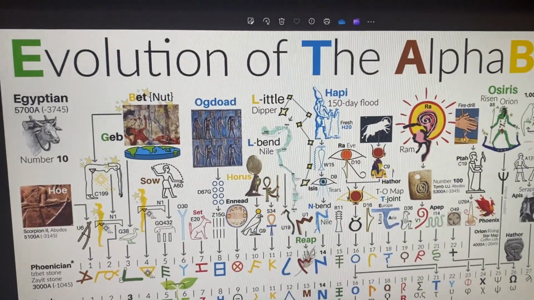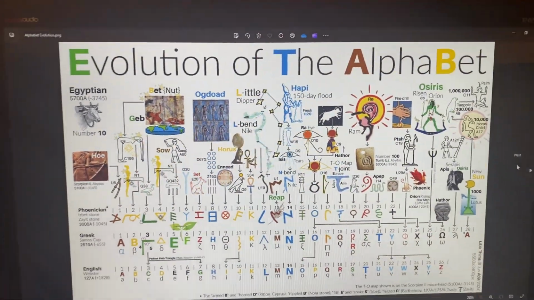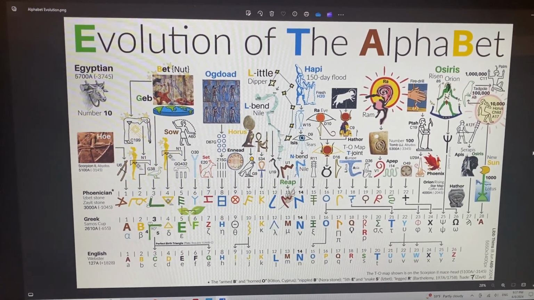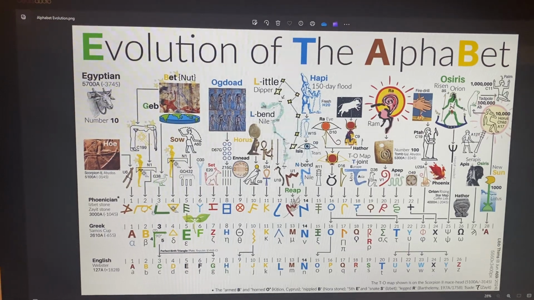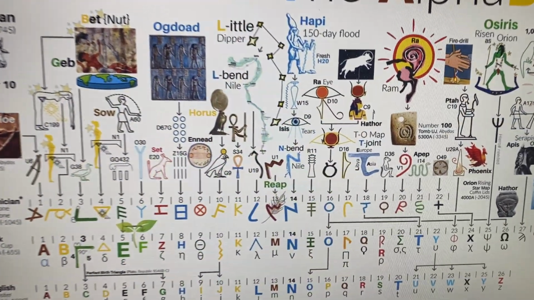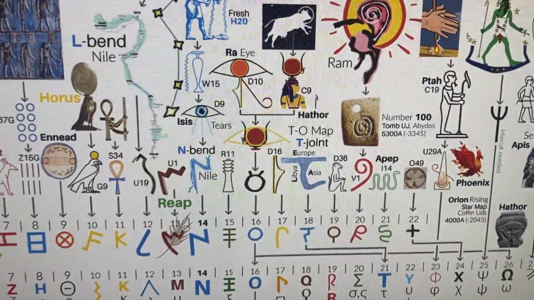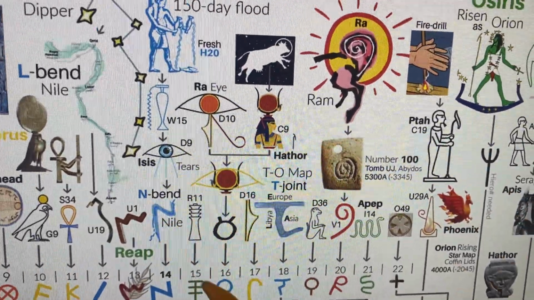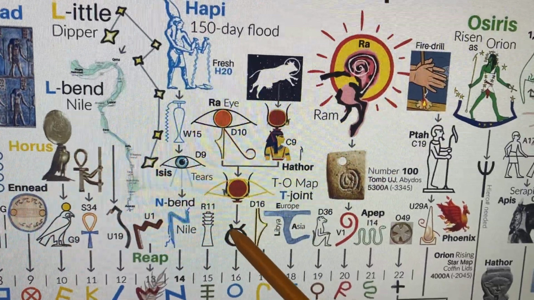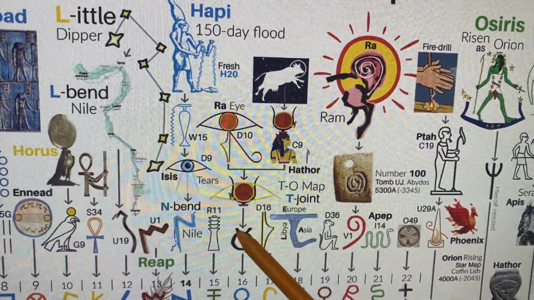So today I made the newly updated evolution of the alphabet chart with all of the latest decodings. This chart was prompted because of the so-called Phoenician horned O shown here, which has 2 horns.